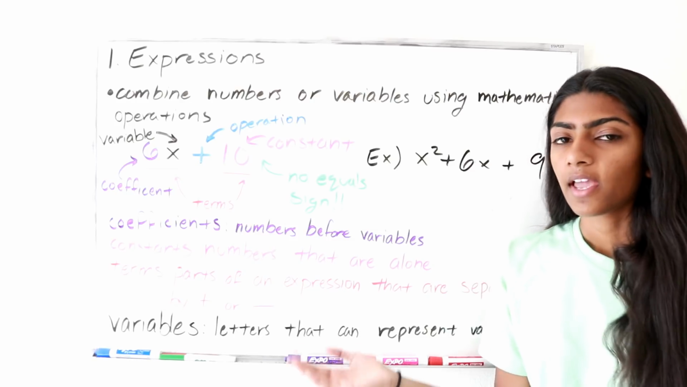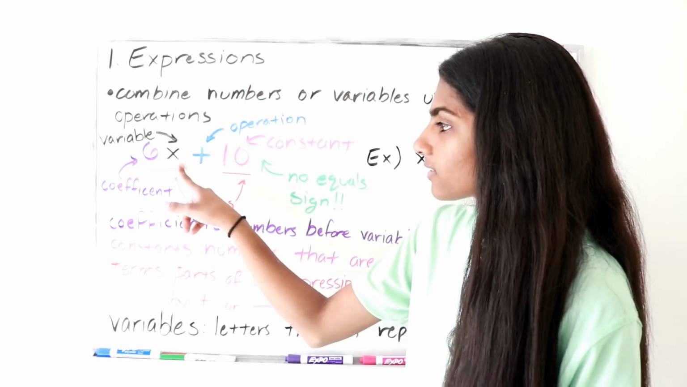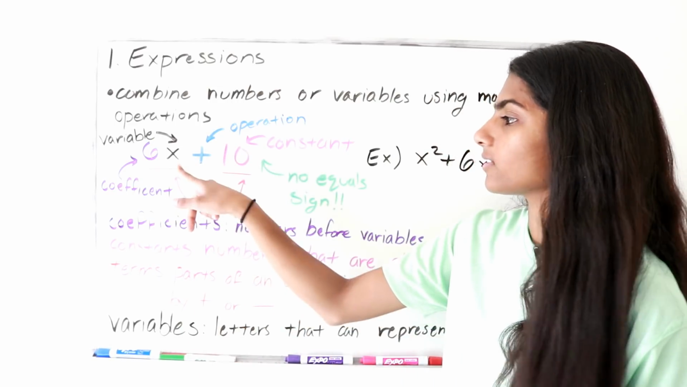Finally, we have variables, and variables are letters that can represent values. So our variable right here is x, and it's easy to spot because it's a letter. So x is our variable.